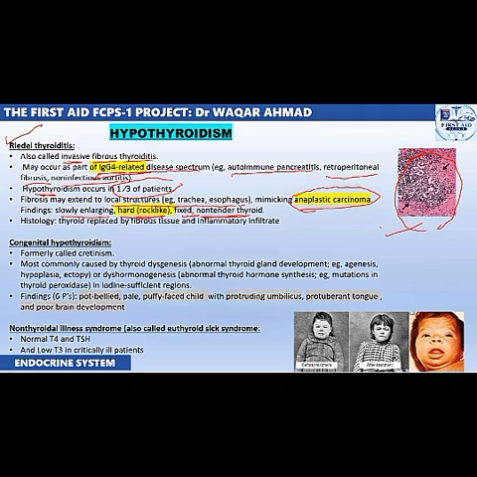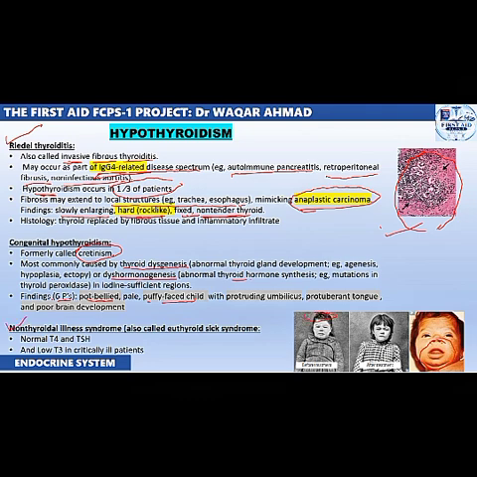The next one is congenital hypothyroidism, which was formerly called cretinism. It is most commonly caused by either thyroid dysgenesis, so an abnormal thyroid gland, or dyshormonogenesis, abnormal thyroid hormone production by a thyroid gland. And the findings will be pot belly, puffy-faced child, protruding umbilicus, protuberant tongue, and poor brain development.